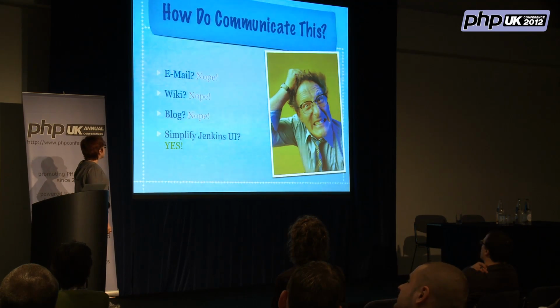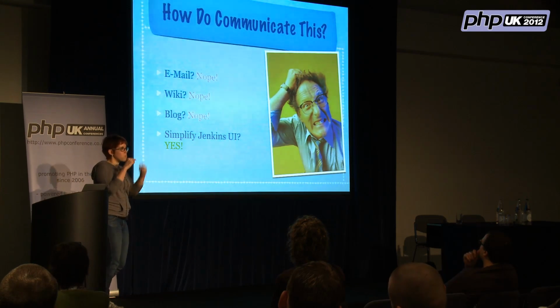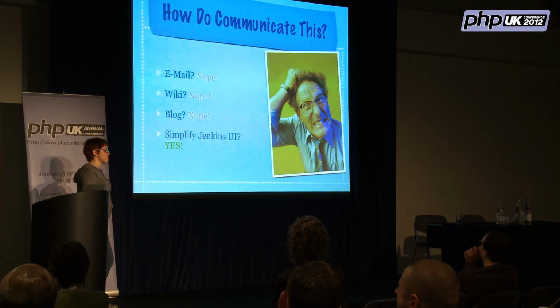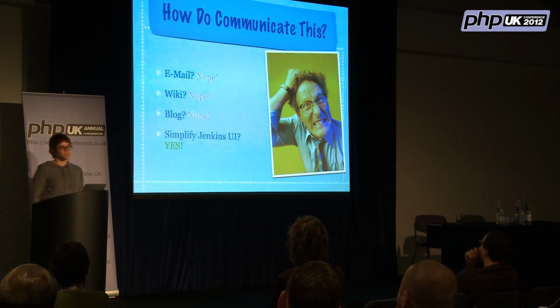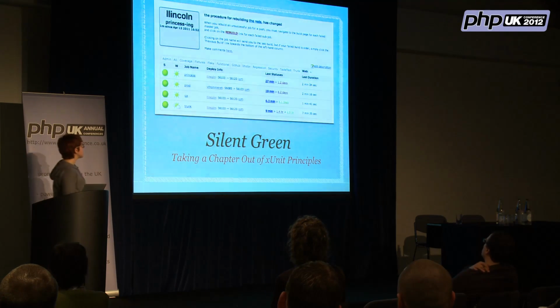And we did try doing some information in blogs because it's a little bit better than a wiki because it's temporal and people see the date time and they go, oh, well, that's 5 months old, so obviously, don't bother. So the real answer was we needed to simplify the Jenkins UI.